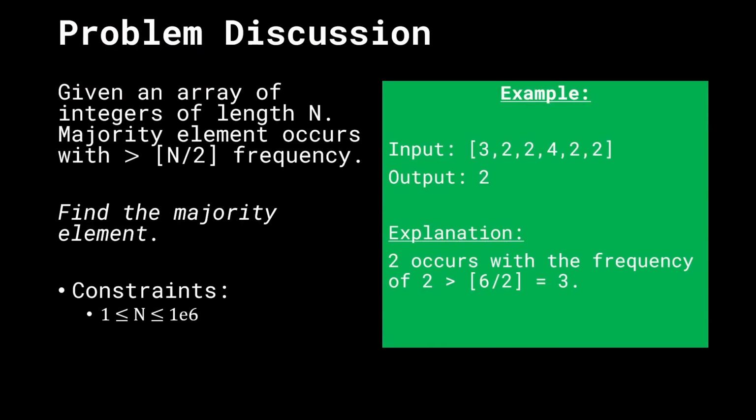Alright, so the problem setup says that we're given an array of integers of length n, and the majority element is defined as the element which occurs with greater than n by 2 frequency. The goal of this problem is to find the majority element. So if we look on the right hand side, we see that the input is 3, 2, 2, 4, 2, 2. Clearly the majority element is 2 because it occurs with the frequency of 4. And this frequency of 4 is greater than the required frequency of n by 2, which is 3.